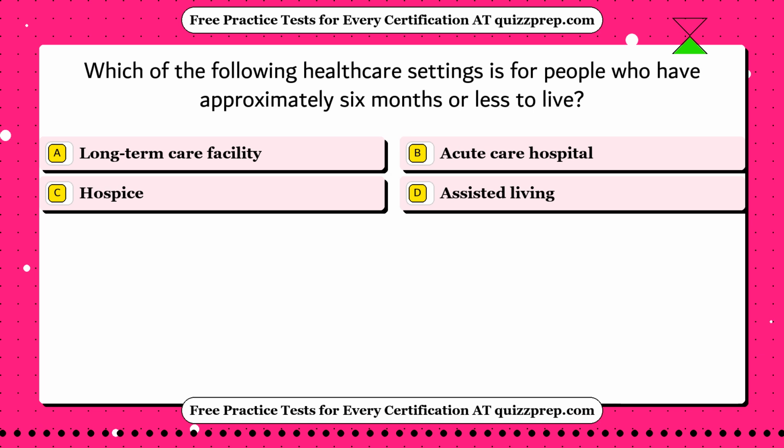Question 18. Which of the following healthcare settings is for people who have approximately 6 months or less to live? Option A, long-term care facility. Option B, acute care hospital. Option C, hospice. Option D, assisted living.